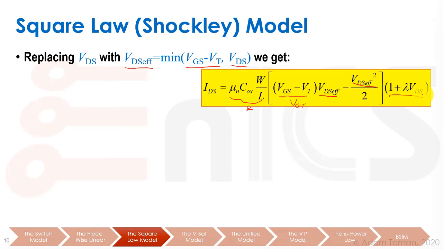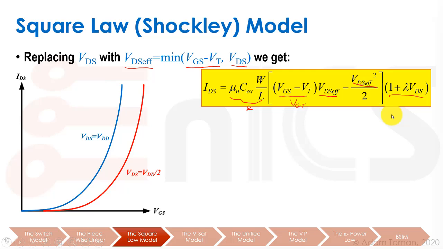We also added the channel length modulation factor. So we have basically one expression that shows us the whole Shockley model. And if we look at this in our IV curves, the VGS versus IDS curve will give us this VGS squared proportion over here. And of course, it's different for different values of VDS.